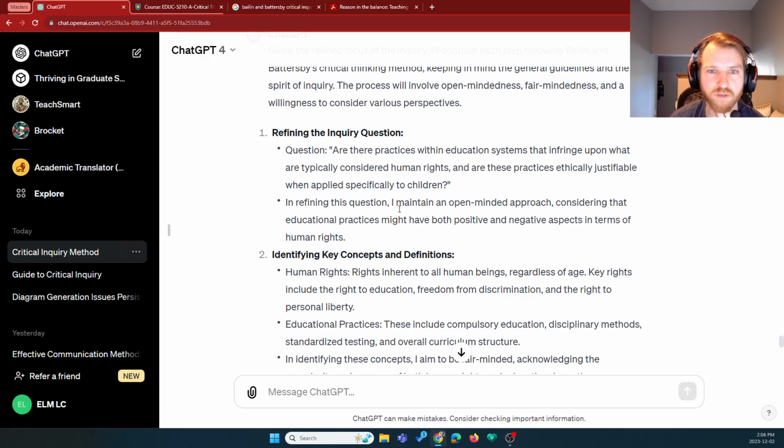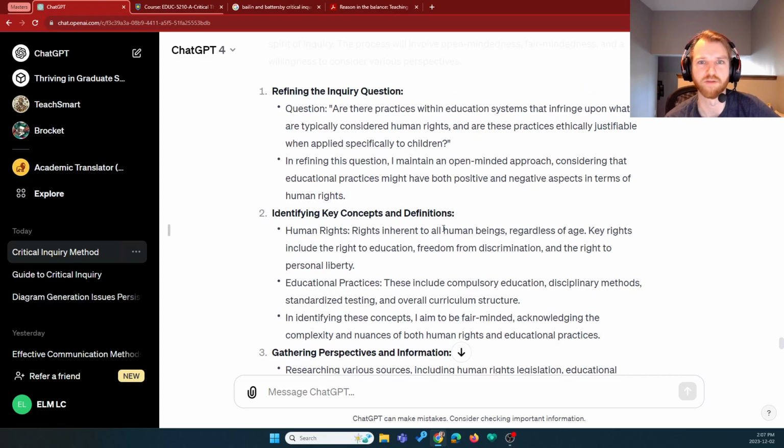And it's commenting that in refining this question, I maintain an open-minded approach, considering that educational practices might have both positive and negative aspects in terms of human rights. And I totally agree with that, and that was one of my concerns. I did want to raise some alarms if there are practices that are not justifiable, but obviously it's not that. I don't think it'd be fair to consider education in general as a form of slavery or a human rights violation. My suspicion is that there's just parts of it that are unethical. So yeah, I appreciate the way that it identified the inquiry question, anyways.